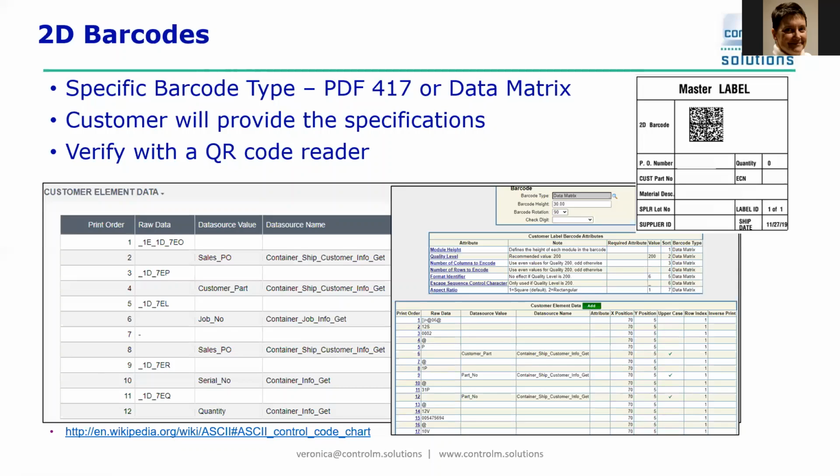Data matrix barcodes are another two-dimensional barcode type. The only way to know if your data is encoded correctly is to scan with a QR or a PDF417 barcode scanner. I found out I've got one built into my phone that I can use.